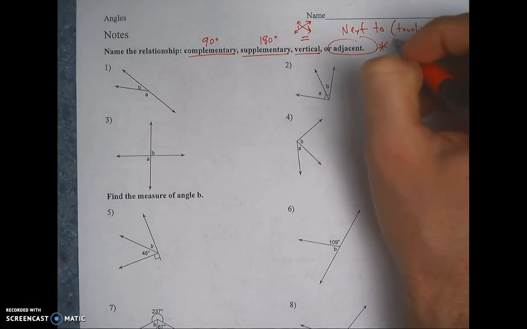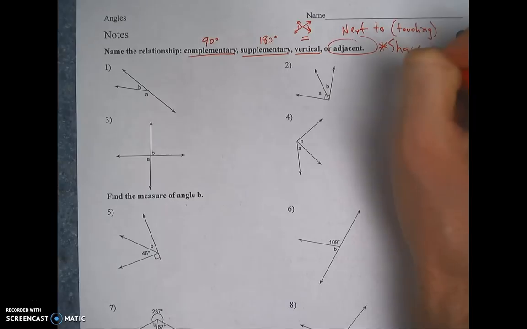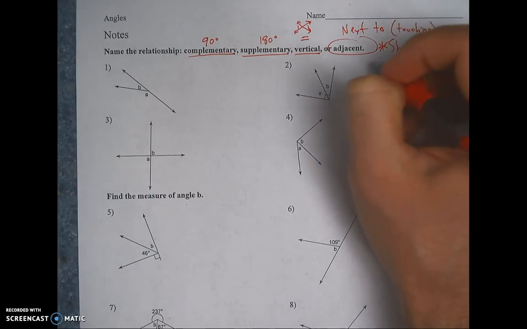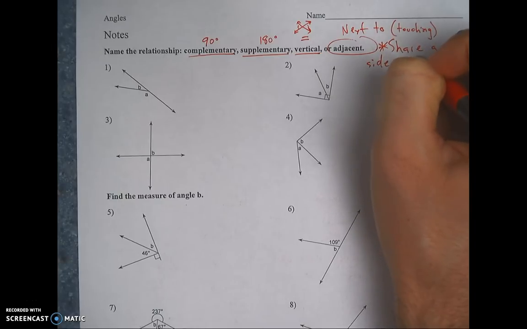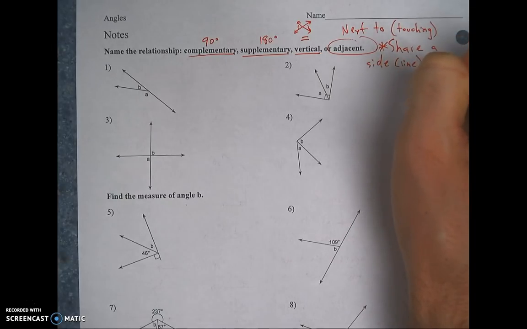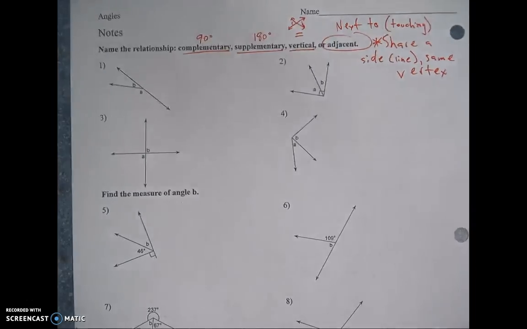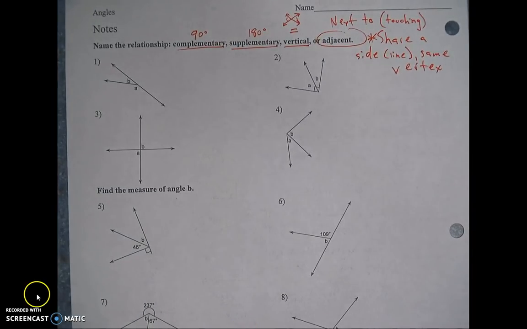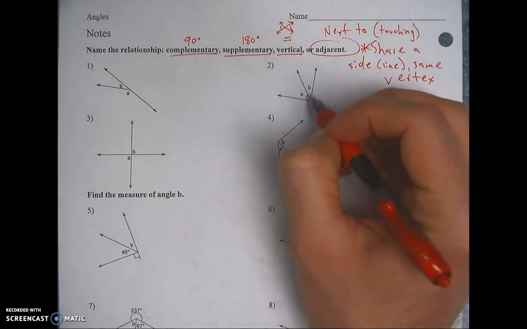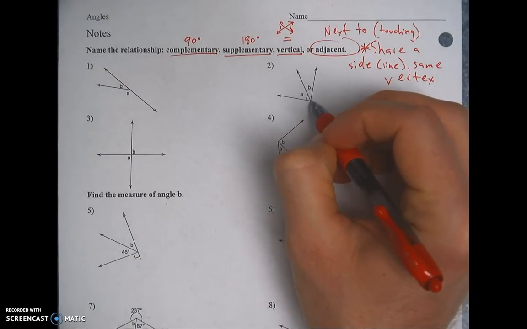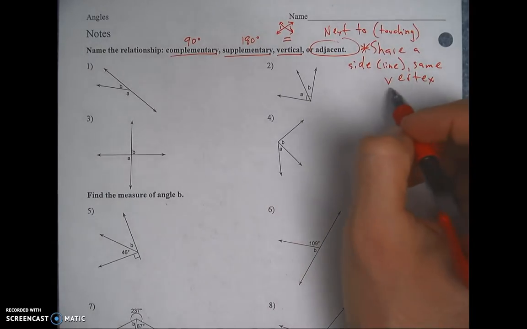And here's the important things. They share a side, like a line. And they also have the same vertex. So when it says same vertex, that's talking about the point that all of these angles are meeting. So the actual point of intersection, that's the vertex.